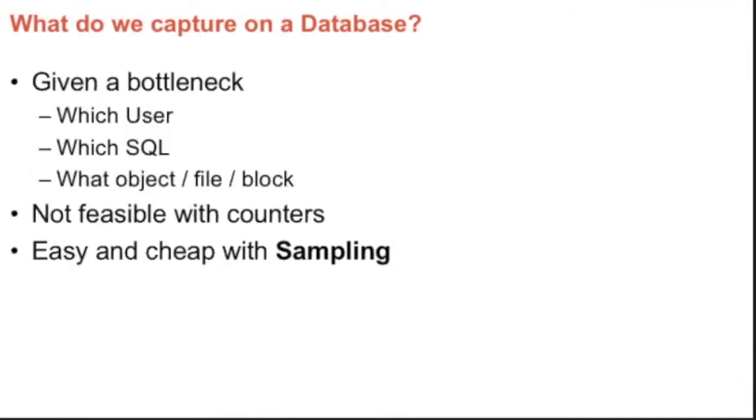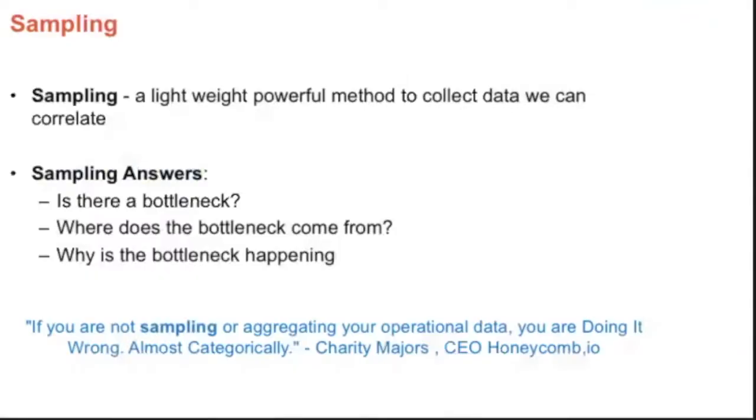Counters are not very adaptable to that. They don't really provide it. But what does provide that is sampling. So let's talk for a minute about sampling. Sampling is a lightweight but powerful method to get the performance data we want. It's going to answer the question: is there a bottleneck? If there is a bottleneck, where is it coming from? What's the SQL?